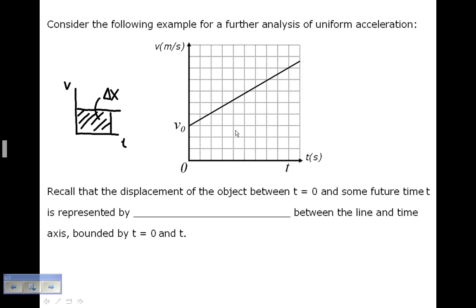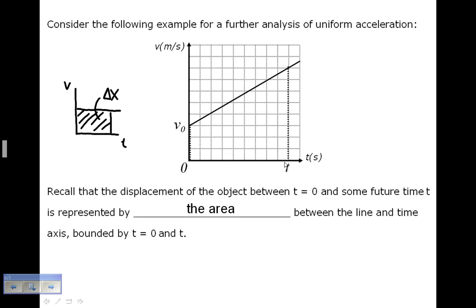Okay, so I just mentioned it, but on your notes, we recall that the displacement of the object between time 0 and some time t, shown here, would be the area between the line that is plotted and the time axis down here. We would want to bound our area by 0 and t, which is our time interval of interest.